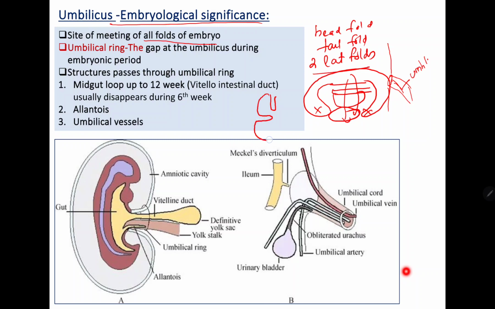You want 2 lateral folds. This is a tail fold, and this is the lateral fold. Okay, so umbilicus is a gap. A gap is formed at the meeting point of these 4 folds. So that is known as an umbilical ring.